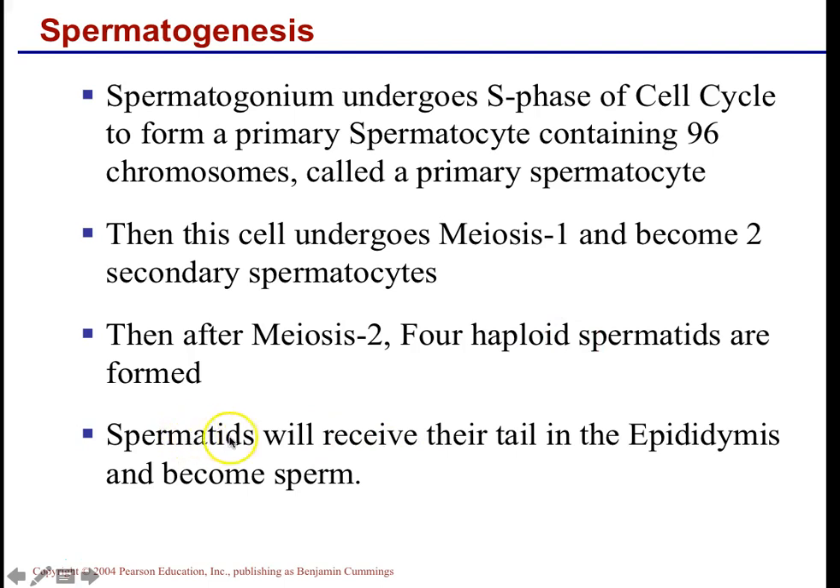Okay. Then we don't call them sperm quite yet because they haven't had their tail. So they need a tail. So we call them spermatids. And then they go into the epididymis and get their tail and graduate and then swim off. There we go.